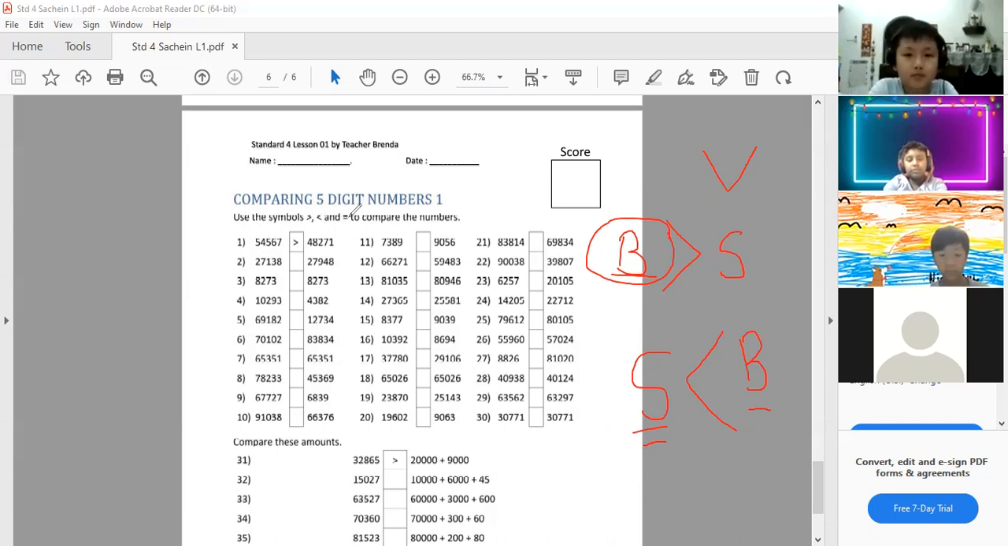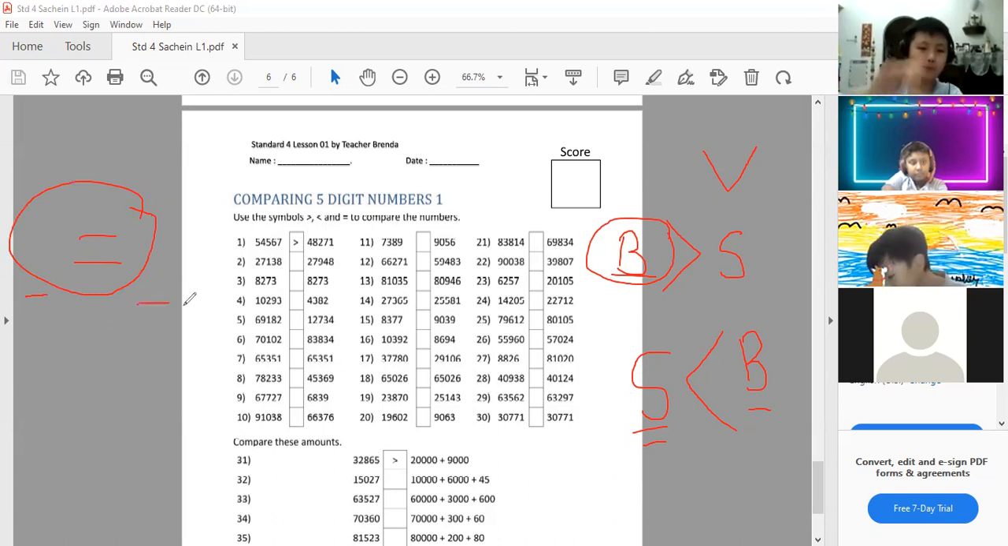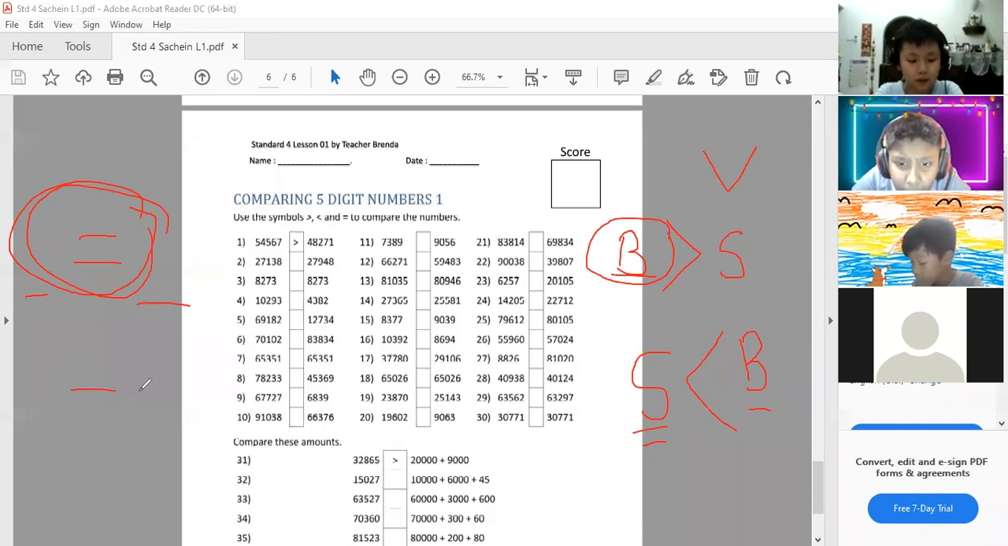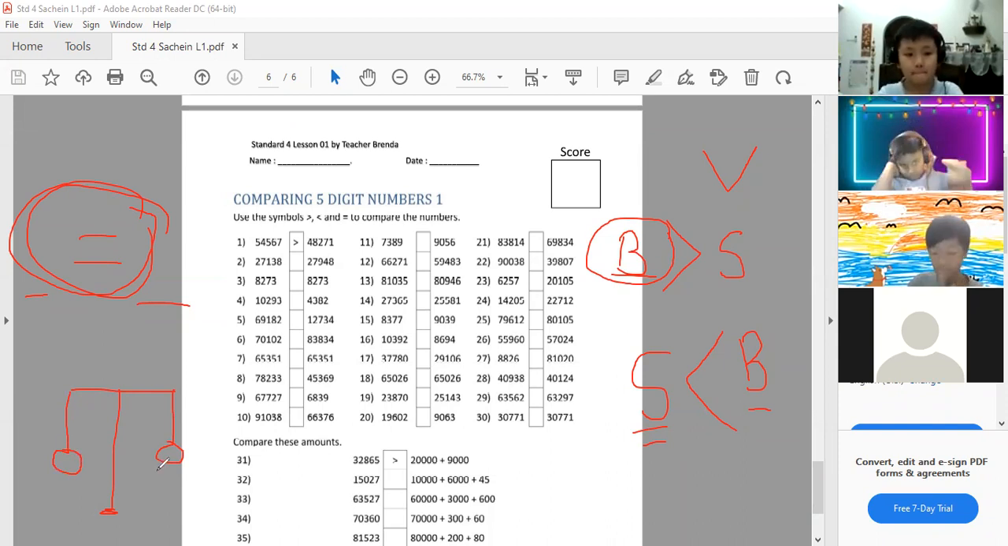But before we go to examples, there's one more symbol. You all know that very well. It's called the equals. Equals means what? Both values are the same. Now, this is a very important thing in maths. Have you seen this sometimes in your science book, where they have weights hanging on both sides? It's called a balance.